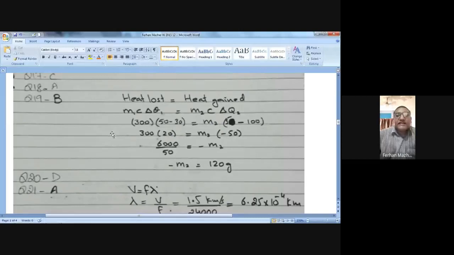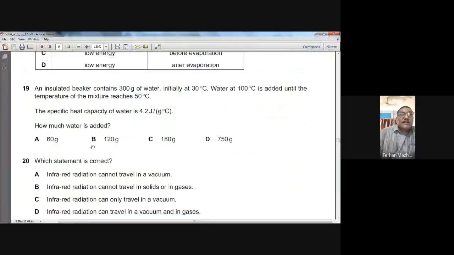Final answer will be 120 grams. There is a negative sign with it, but just neglect that negative sign. So m2, the sample number 2, whose temperature was 100 degrees centigrade, its mass was 120 gram. B is the option. I hope you understand this question. So question number 19, B is the answer, 120 gram.